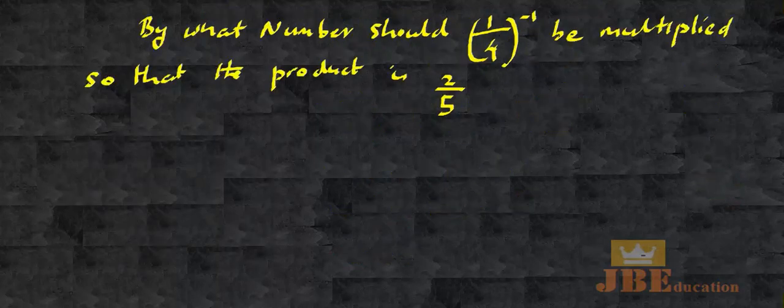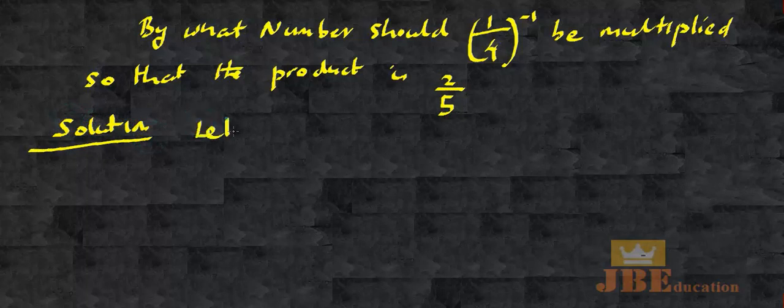Okay, students, we got a beautiful question. The question is, by what number should 1 divided by 4 raised to the power negative 1 be multiplied so that the product is 2 over 5? So solution, let x be the number, or let me write it as let x be that number.